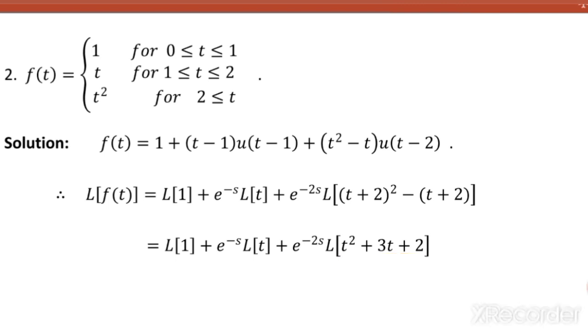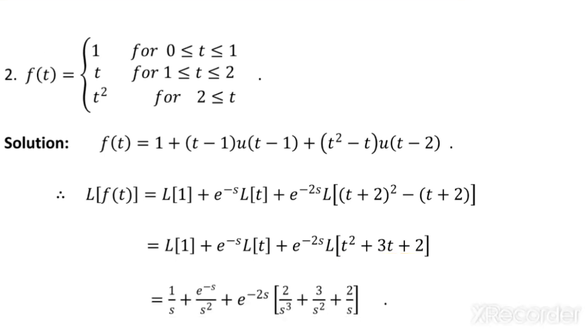So now it is term by term Laplace transform, so L of 1 is 1 by s, e power minus s by s square plus e power minus 2s into t square, Laplace transform is 2 by s cube, 3 times Laplace transform of t is 1 by s square, so 3 by s square plus 2 times Laplace transform of 1, it is 1 by s, correct.